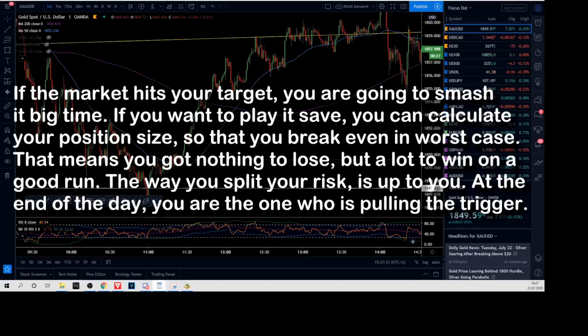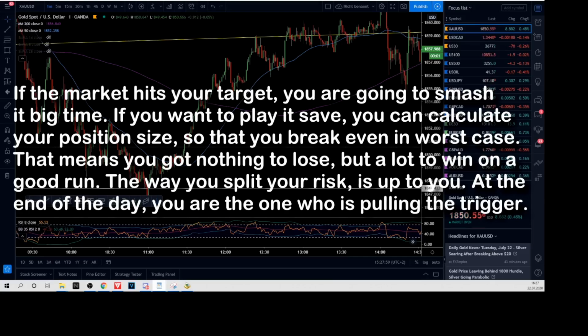You don't know. I mean, if the market gives you the chance to do it, then do it. Get that cake. Get the cake. Scale in, man. And if you want to play it safe, of course you can calculate your position size so that you break even in the worst case, or that you make a little bit of money in the worst case. That means you got nothing to lose but a lot to win on a good run, okay?